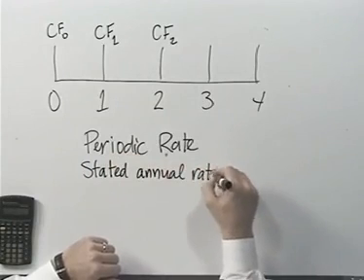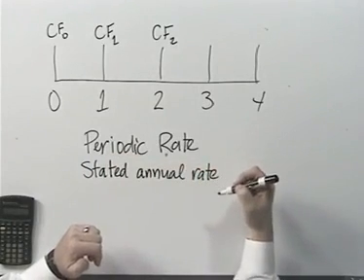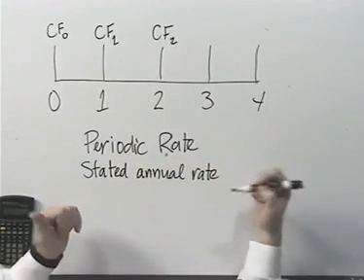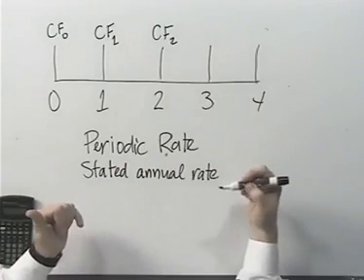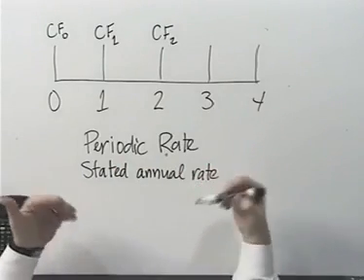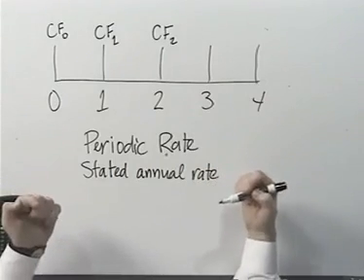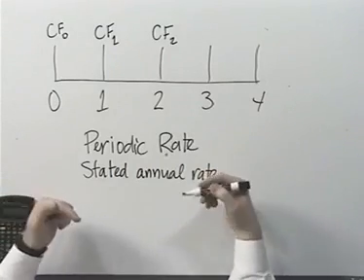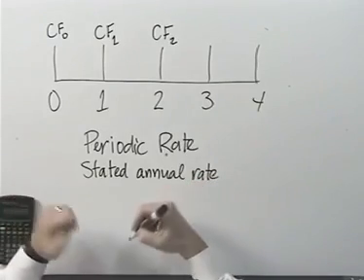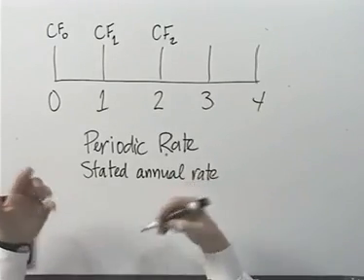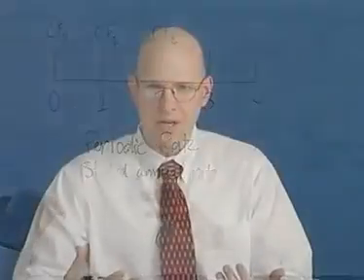I also like to call the stated annual rate the annual rate compounded m times per year. It turns out that most often when we quote interest rates, we quote them on an annual basis. But there's one other piece of information that's very important, and that is how many times are we compounding that interest rate? For example, if you have a credit card, your credit card interest rate might be quoted as an 18% annual rate, but it is compounded every month.